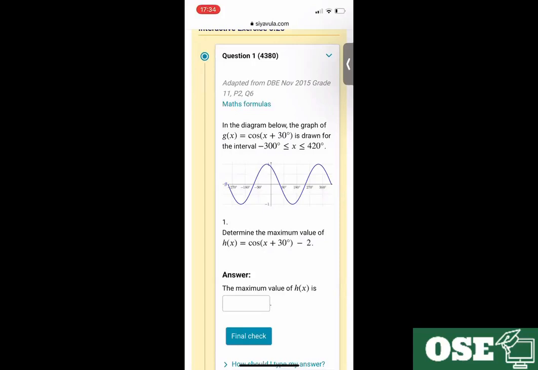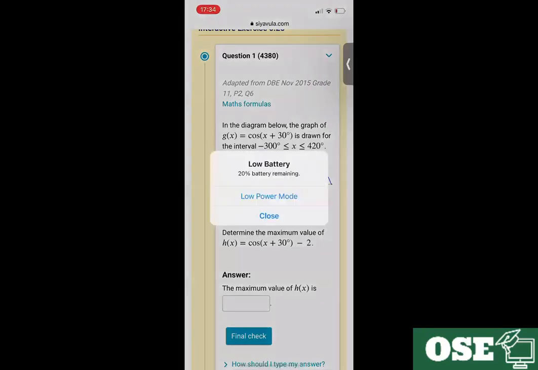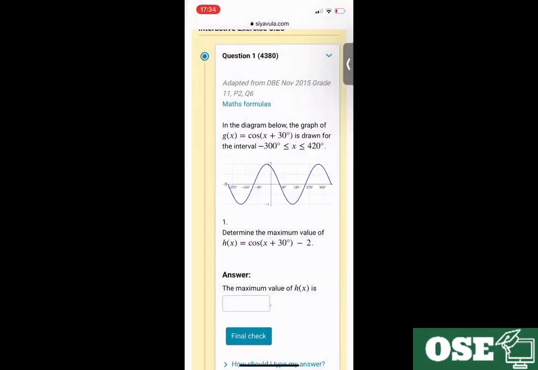Okay, so the graph of g of x was drawn, right? And you can see what is its maximum value. What is the highest point in this graph? 1. Correct. So when we move it 2 units down, what is going to be the maximum value? Minus 1. Correct. Well done. Okay, next question.